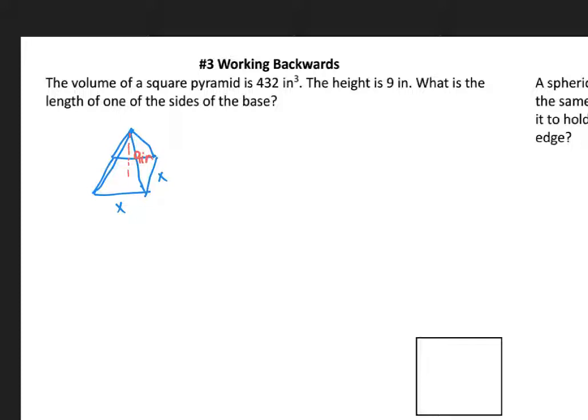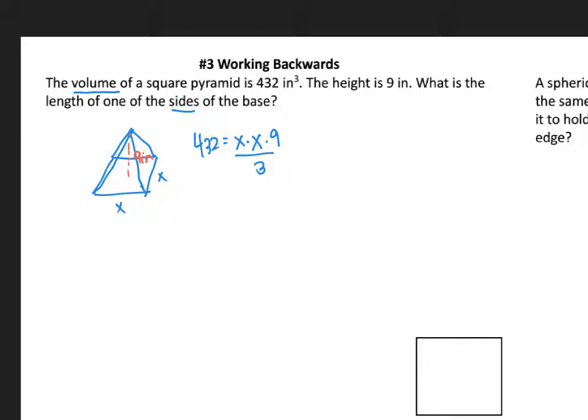So this is a working backwards problem, and I know that because we're starting with the volume and we're asked to find one of the sides. So I'm going to start by writing out the formula for the volume of a pyramid, which is length times width times height divided by 3. And since we know the volume, I'm actually instead going to write 432 here.